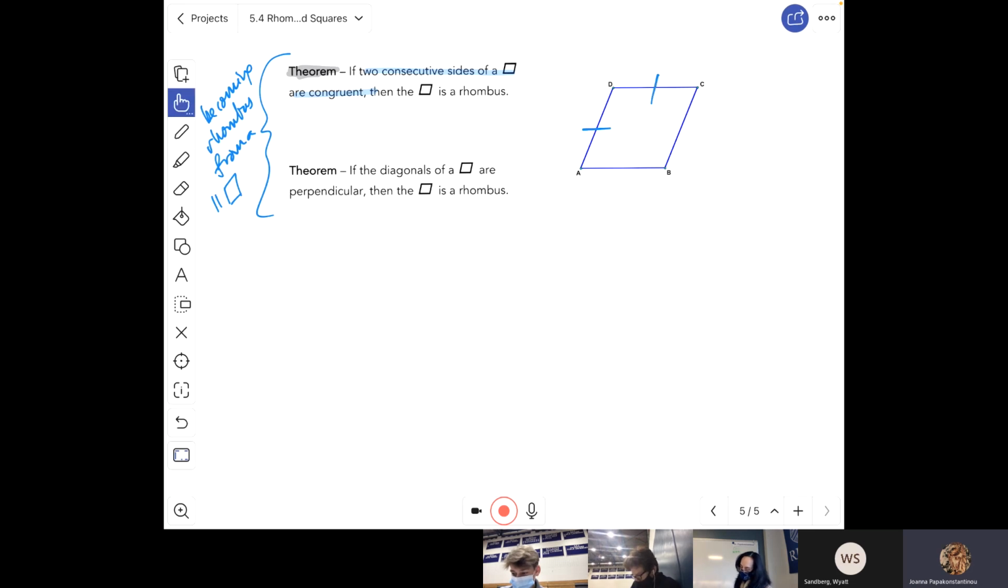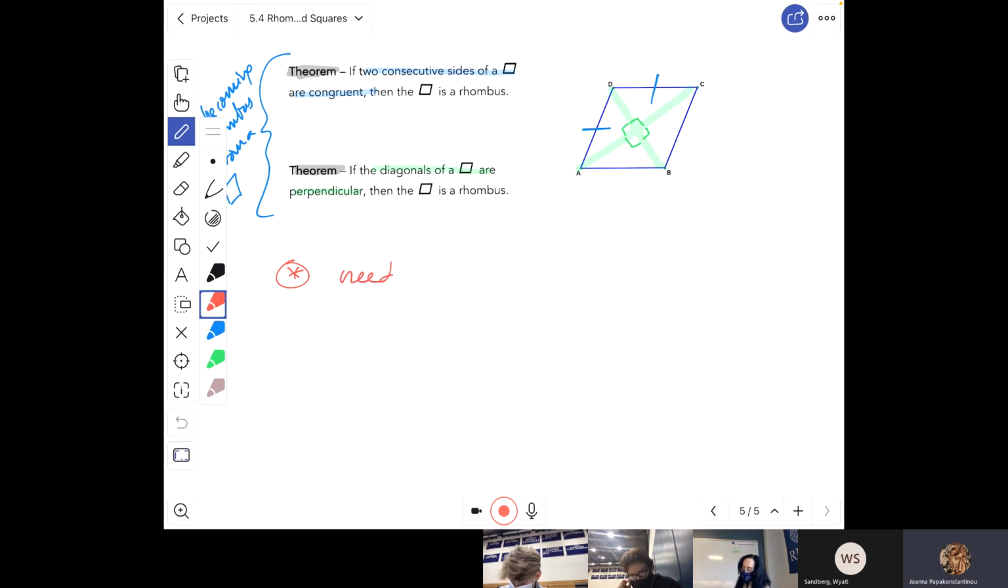The other theorem says, if the diagonals of a parallelogram are perpendicular, there are my diagonals, and they're perpendicular, then the parallelogram is a rhombus. So again, I should state that you only need one of these to prove that it's a rhombus. You don't need both of them.